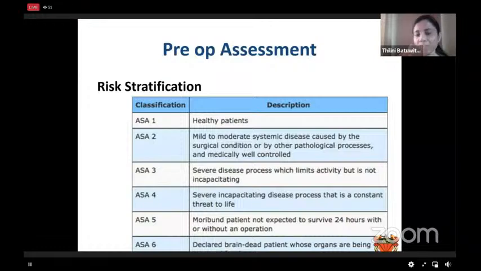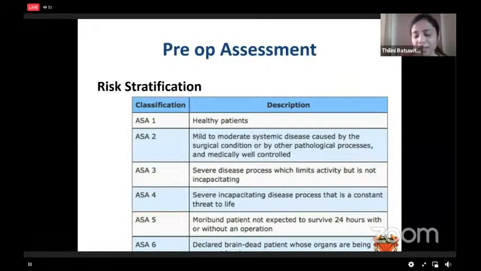When you see a patient, you should be able to say whether this patient is ASA 1, ASA 2, or ASA 3. Specifically in a casualty or emergency case where there's no time for a pre-op assessment, if the anesthetist asks you from the theater, you must be able to say whether the patient is ASA 1, 2, or 3, whatever. So this is how you assess the patient.